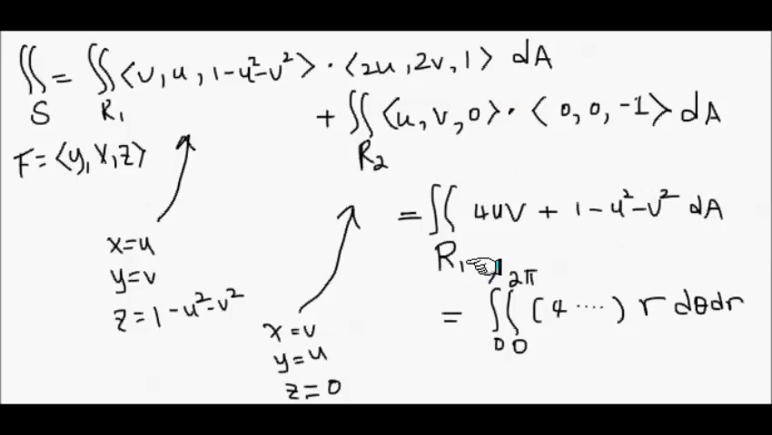From here, R1 came from the circular region, so it's just a polar system. Everything is replaced with r cosine theta and r sine theta, and there's a Jacobian from the polar change of variables, and that's it.